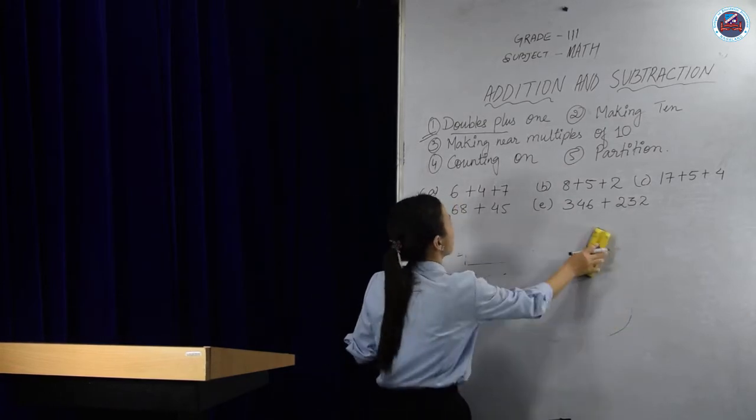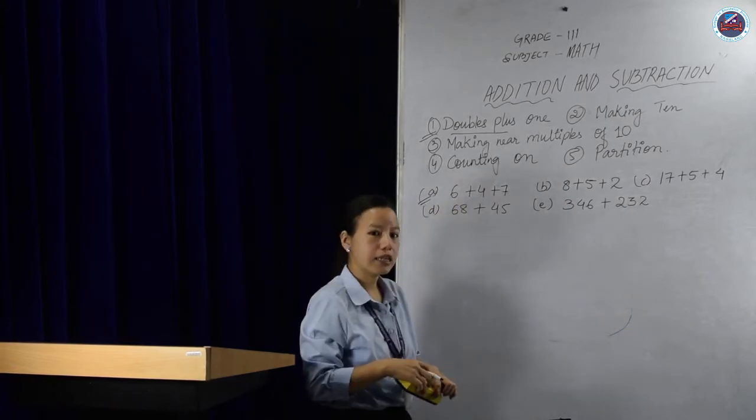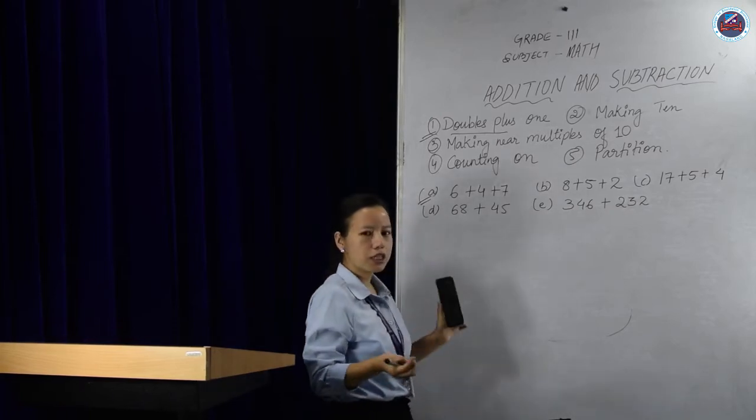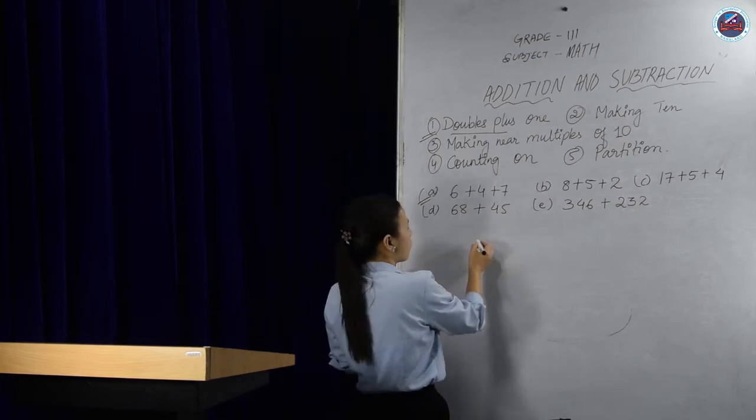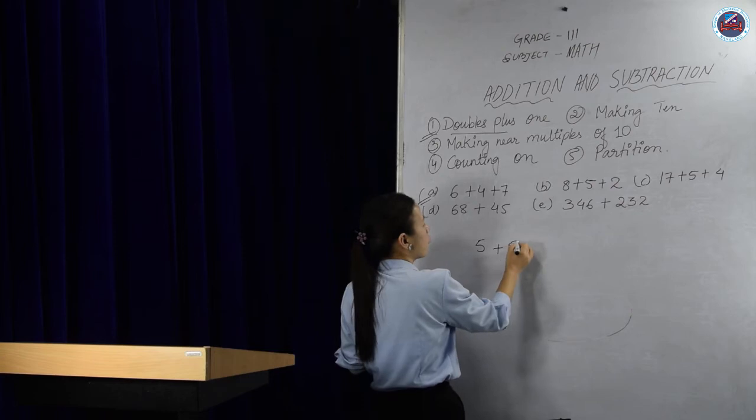Now let's go to the next one, that is making 10. Making 10 means we're going to take pairs of numbers that make 10. So suppose, for example, I take 5, I need 5 more to make it 10.